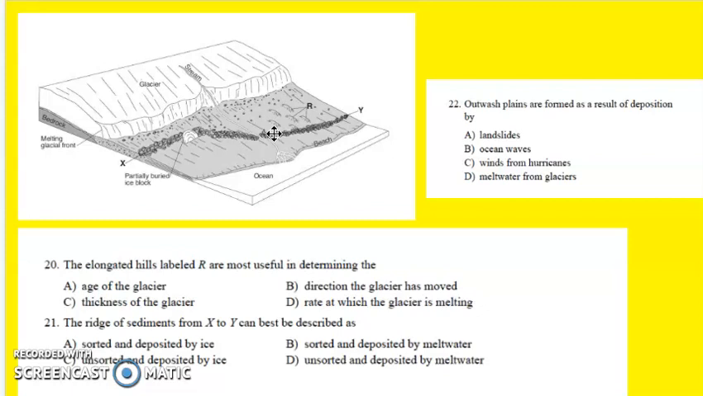The ridge of X to Y is a moraine, and moraines are always unsorted and deposited by ice. So anything behind this is formed by glaciers. Anything in front of the terminal moraine is formed by meltwater. So outwash plains, which are this area, are not formed by landslides, which is mass movement. They're not formed by ocean waves. That would be a barrier island that's formed by the longshore current. Certainly not winds from hurricanes, but definitely meltwater from glaciers. And if you see this partially buried ice block, if that becomes more buried and then melts, that could become your kettle lake.